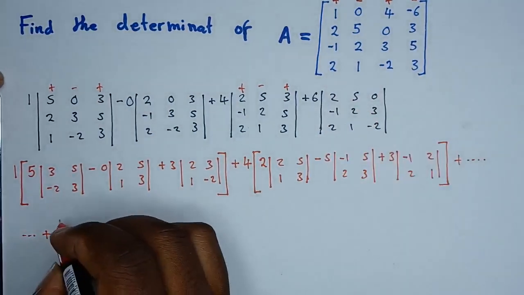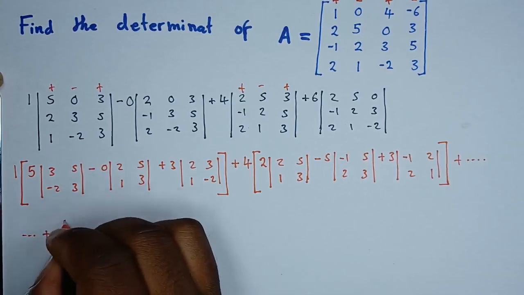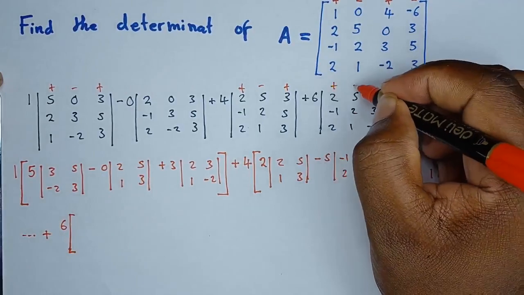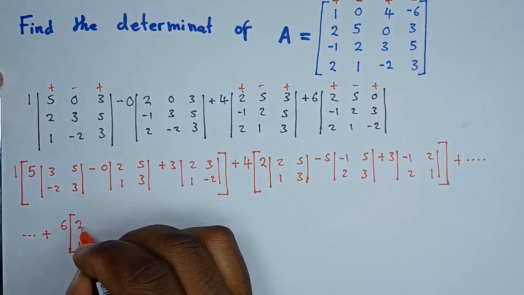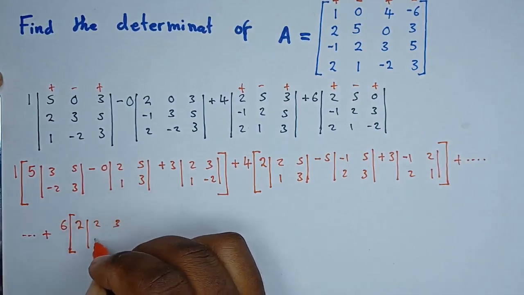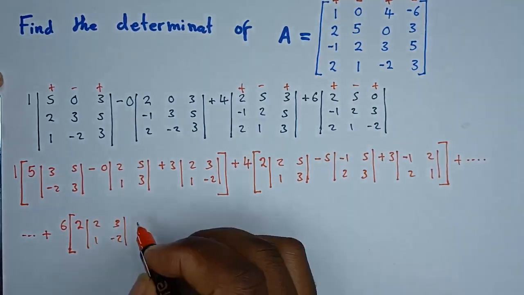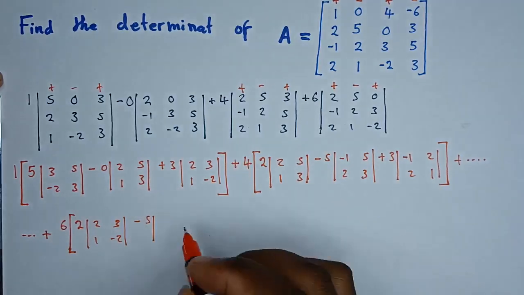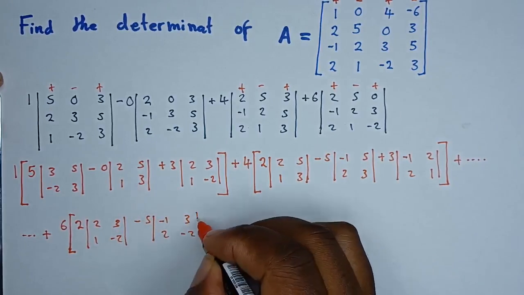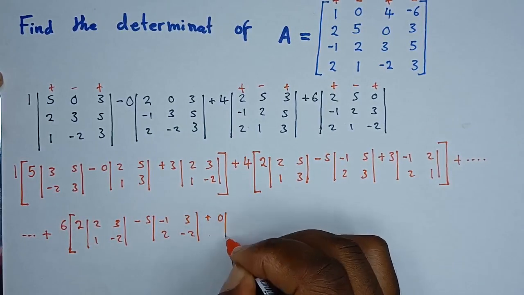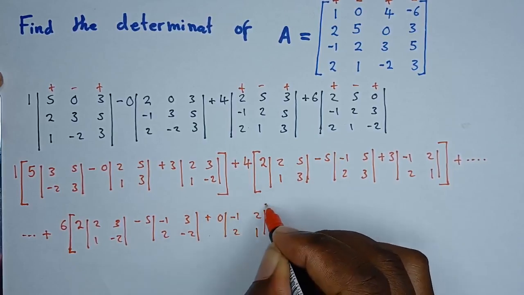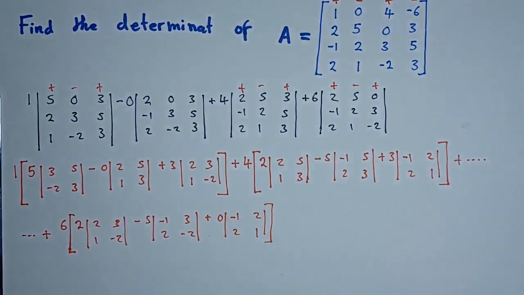So we have a positive 6 outside, so 6 in bracket. So the alternate plus minus plus, what we have is a 2. The 2 by 2 formed will be 2, 3, 1, negative 2. The next value is a minus 5. The 2 by 2 formed will be this, okay? And lastly, we have a 0, of which everything will cancel out, but we'll just write the 2 by 2 formed, 2, 1, like that. Okay, so this is what we have.